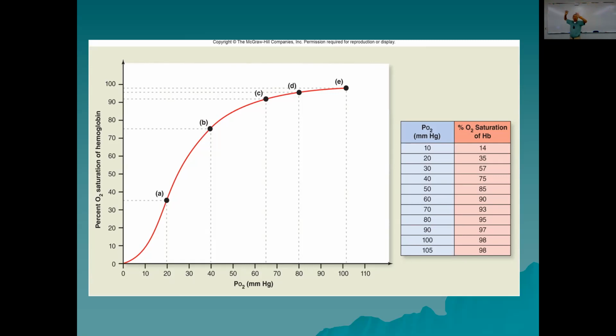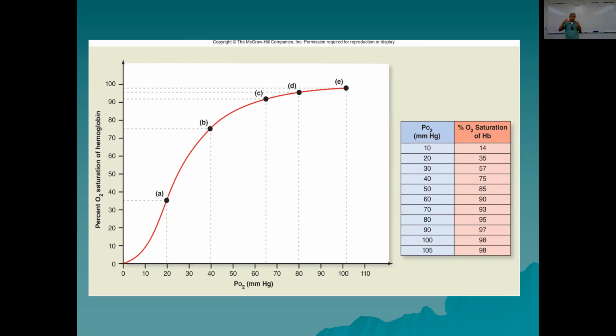But what if this is muscle that's really using a lot of oxygen, and the oxygen partial pressure really drops in muscle that's really being active? Let's say it drops down to 20 from 40. It's half of what it was. We'll then go over to 20 on the x-axis, go up to where it says A, go across. What's the percent saturation of hemoglobin? 35%. So it's dropped from 75 to 35, 40 millimeters of mercury.